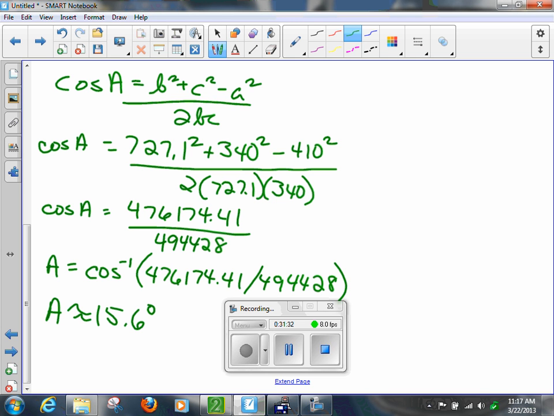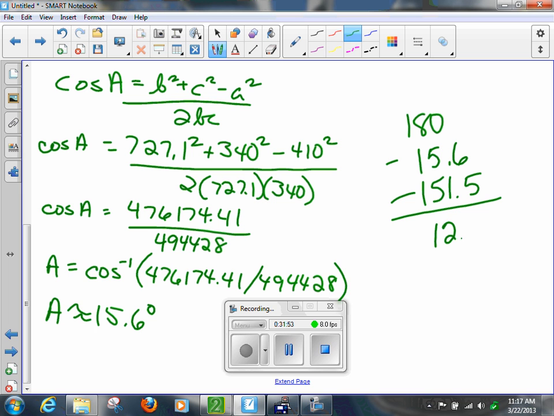Holy moly. Now what? Am I done? No, I have to find angle C, but this part's the easy part, right? In order for me to find C, I'm going to take 180 minus 15.6 minus, what was it, 151.5? And what do I get? 12.9. And that is angle B? Okay, that's right. Angle C. Looky there.